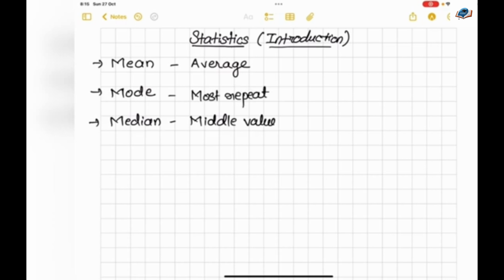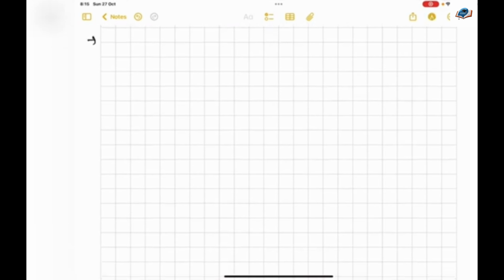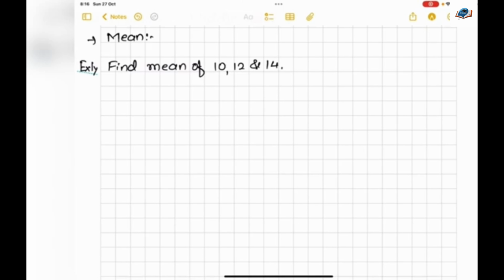Now, let us take some examples and understand the same. First, let us do mean. For mean, we are taking some examples. First example, I am taking a simple one. Find the mean of 10, 12, and 14. Suppose three numbers are given and I am asked to find the mean.